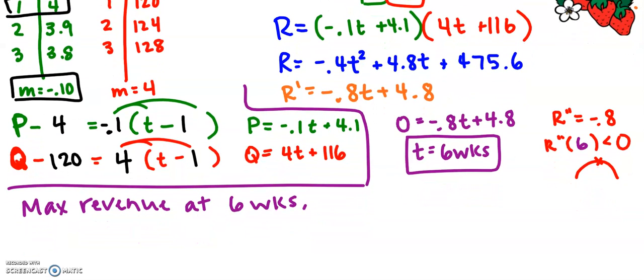The next thing says, how many bushels of strawberries will yield the maximum value? Well, I'm going to go back to one of my helpers to find the number of strawberries. Q was the helper that helps with strawberries. So I'm going to take 6 and sub that into Q. Well, 6 minus 1 is 5, times 4 is 20, add 120. We're going to have a quantity of 140 bushels.